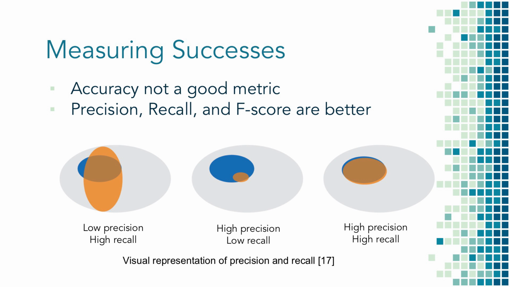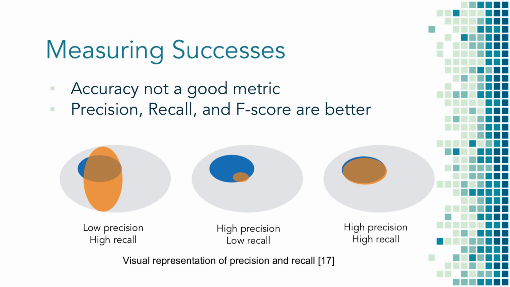Precision is the percent of all predicted fraudulent transactions that were actually fraudulent, while recall is the percent of all actual fraudulent transactions that were predicted as fraudulent. So in this diagram, the orange represents those that were predicted as fraudulent, while the blue represents those that were actually fraudulent. So the overlap is the true positives, that were correctly predicted as fraudulent.